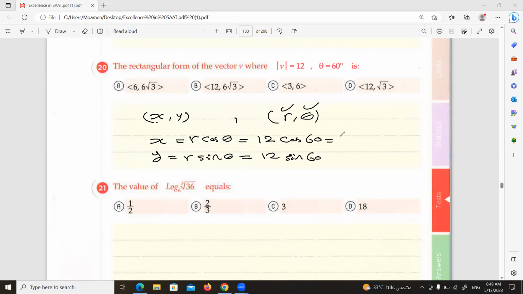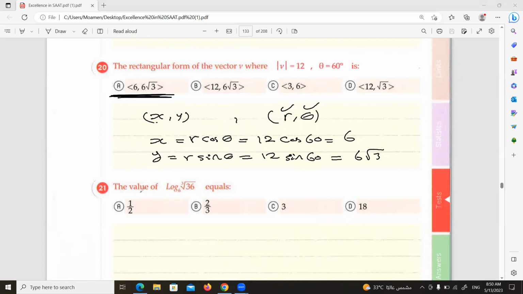Cosine 60 equals half. Half of 12 is 6. Sine 60 equals root 3 over 2, so it's 6 root 3. So the result will be 6 and 6 root 3, which is letter A. This is for number 20. We're going to number 21.